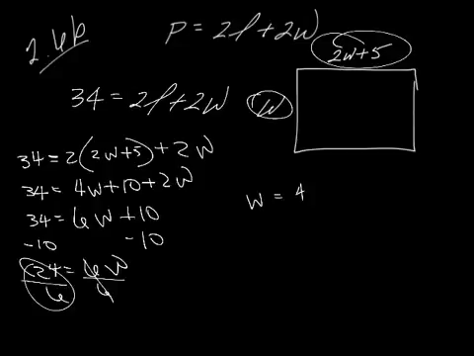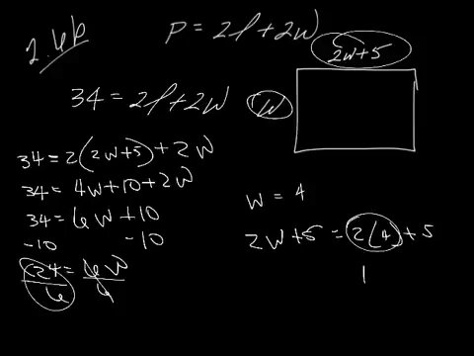Now we need to find out how long it is. Well, the length is 2W plus 5. So therefore, 2 times 4 plus 5. So it's 8 plus 5 is 13. So 13 long and 4 wide.